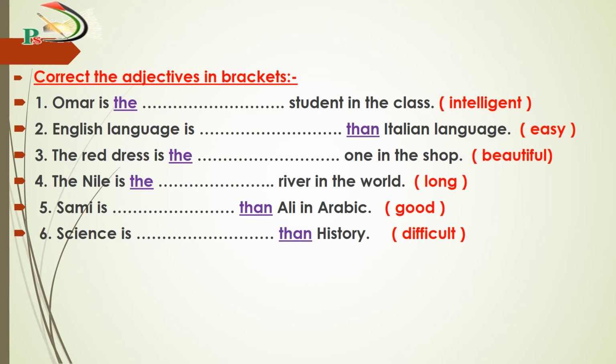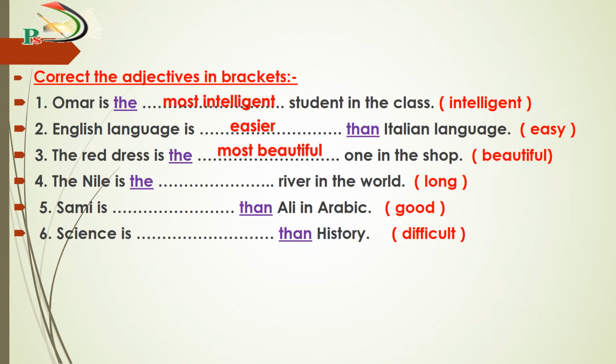Now let's answer the questions. Number 1. Omar is the most intelligent student in the class. Number 2. English language is easier than Italian language. Number 3. The red dress is the most beautiful one in the shop.